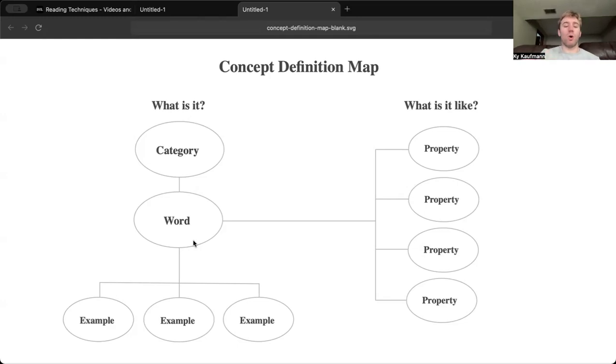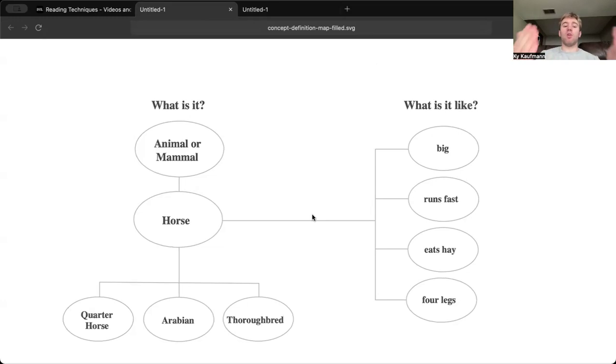What categories? So like what thing is that word? If we look over here on the filled out one, our word is horse. What is a horse? We know it's an animal, we know it's a mammal. So that's what category it's in. What is it like, here over on the right side? We know that horses are big, they run fast, they eat hay, they have four legs. So we're just listing off characteristics of that word that we either already knew or had to look up. And we have this here as a reference for later.